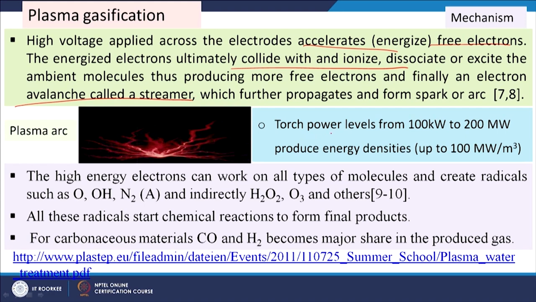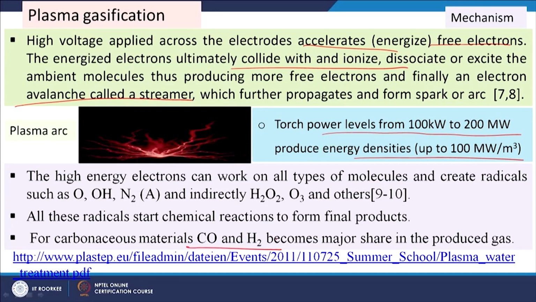In this case, torch power levels range from 100 kilowatt to 200 megawatt and produce energy densities up to 100 megawatt per meter cube. In these cases different free radicals are formed, which convert the different components present in the coal to their oxidized form. So, C is converted to CO2, H is converted to H2O, N is converted to NO2, S to SO2, like this. But typically it has been shown that the CO and H2 gas remain in higher concentration.